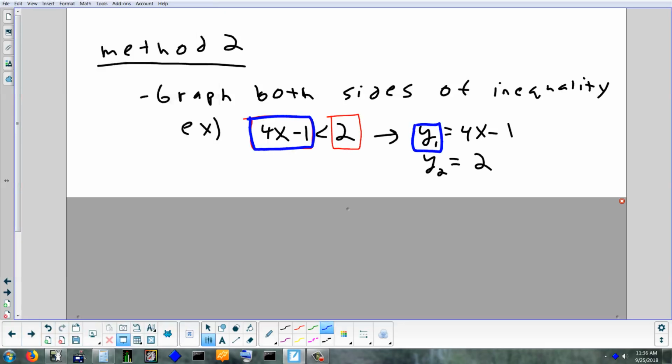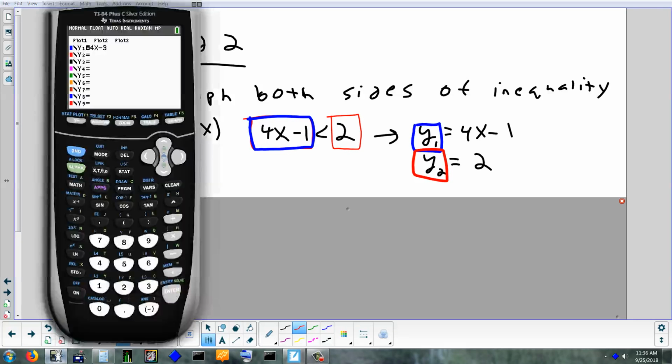So take what's on the left, I'm going to put it in y1. Take what's on the right, put it in y2. Let's just start with that. So now I'm leaving the inequality exactly the way they gave it to me. Not doing anything. You did it wrong. Thank you. That would be a problem.